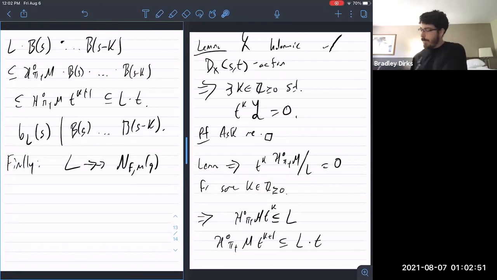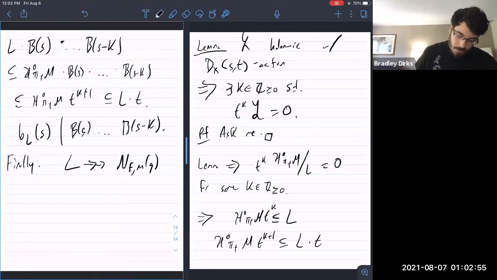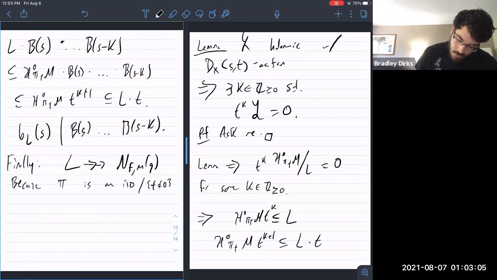This is basically because we're on a strong resolution. So because pi is an iso over F not equal to 0, finally we get our desired divisibility.